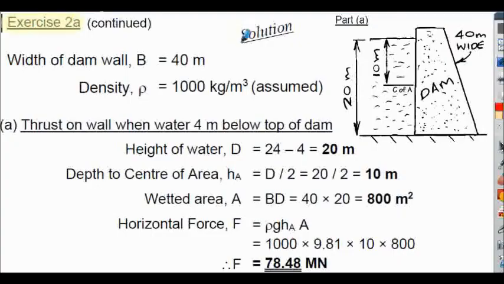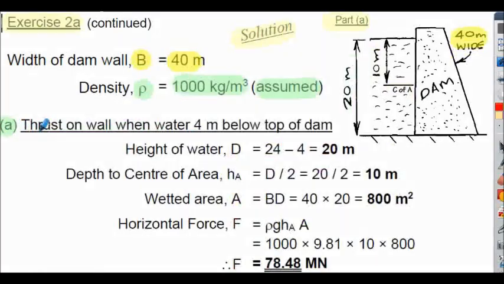Exercise 2A, solution continued. This is part A. So from the question, the width of the dam labelled B is 40 metres, dimension out of the page. The mass density assumed to be 1,000 kilograms per metre cubed. So we're not actually given the specific density in the question, so this is an assumed value.